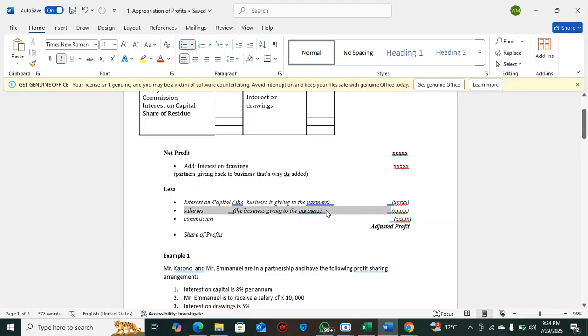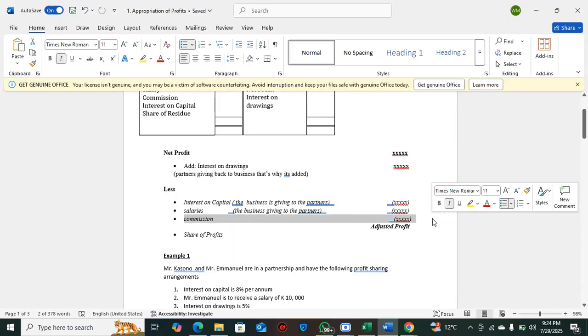And so the salary is also deducted from the net profit. If the partners do any commission for the business, anything where they are entitled to a commission, that will also be subtracted from the net profit since that commission is going to the partners.